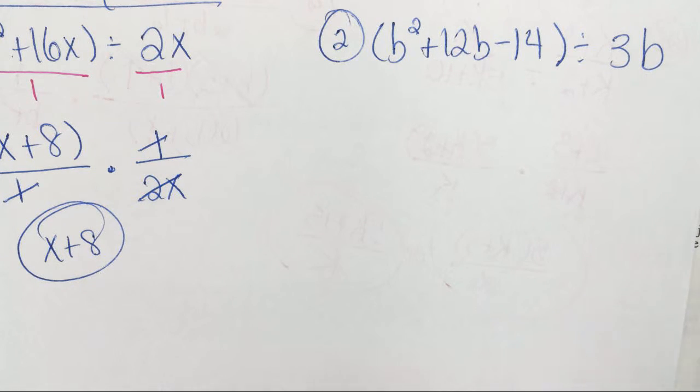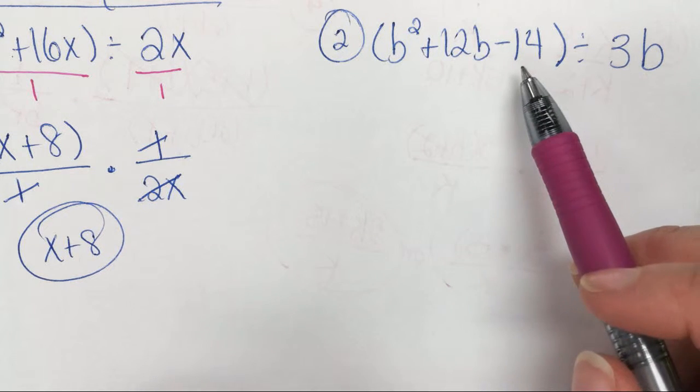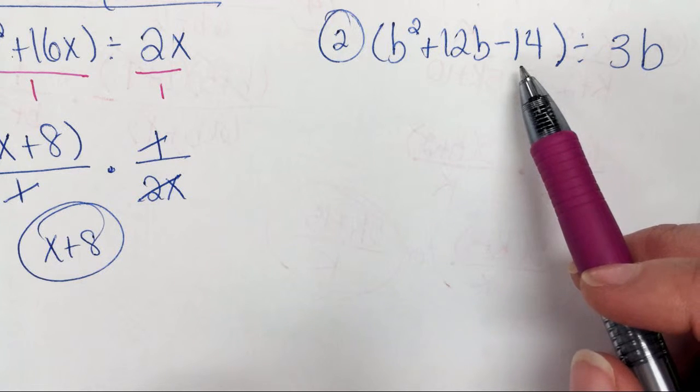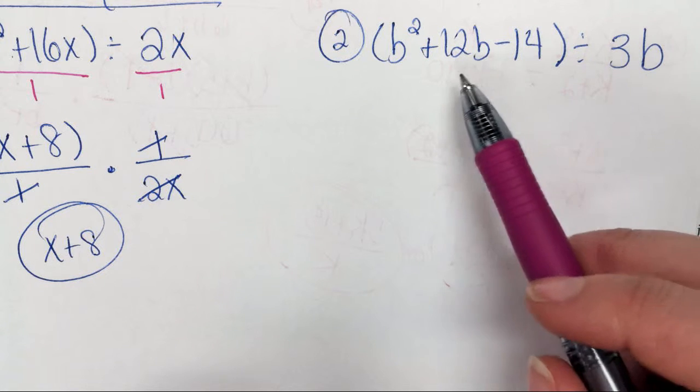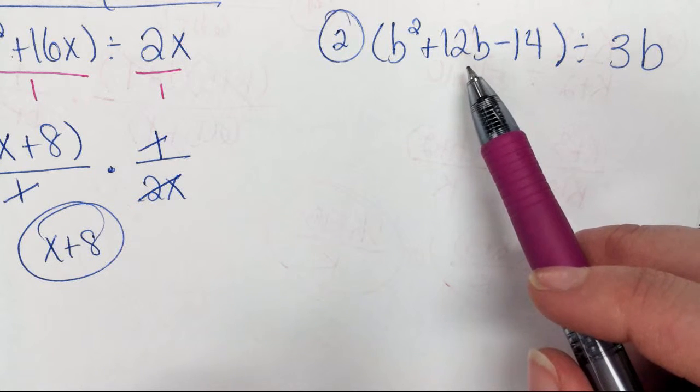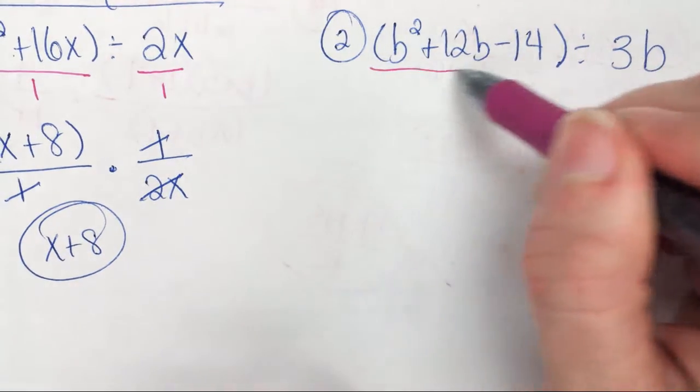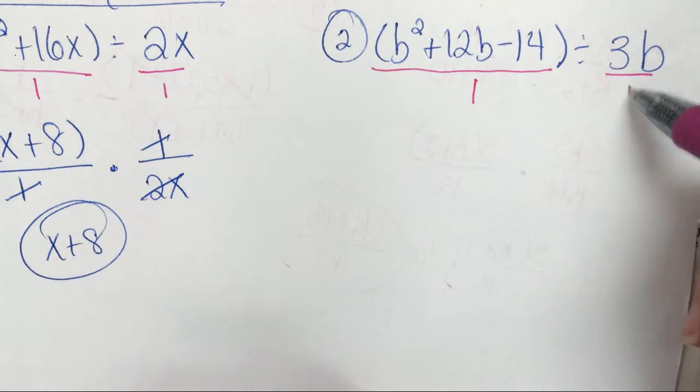What can I do on number 2? Great. No, there's not a great common factor. You can factor? Okay. So what are the factors of 14? 7 and 2, and 1 and 14. Which one gives me 12? Neither. So I can't factor it. But I can put it over 1. That's what makes this problem different. Okay.